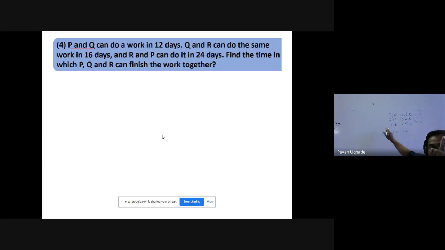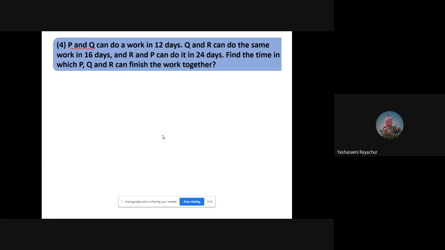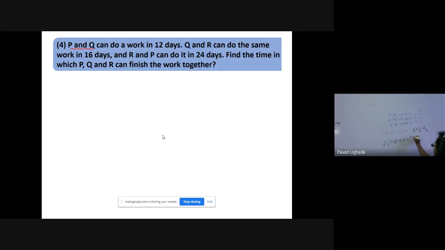Their work done in 1 day is 1 by 12 plus 1 by 16 plus 1 by 24. Now if you sum, it is 2 times P plus Q plus R. Just check, each has come across two times. So what is the LCM of 12, 16 and 24? It is 48. So 48 divided by 12 is 4, by 16 is 3, and by 24 is 2.